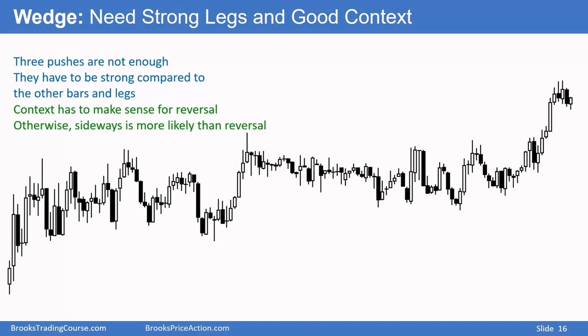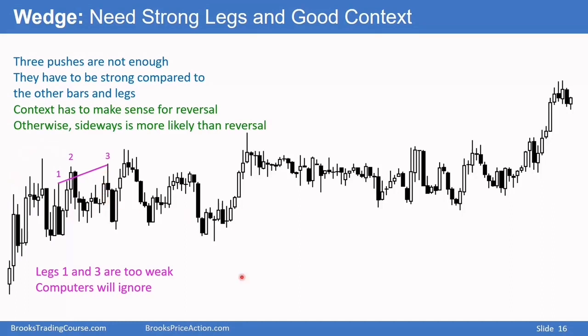Three pushes up or down, that's not enough. They have to be strong compared to the other bars and the other legs. Context, the bars to the left have to make sense for a reversal. Otherwise, the market is only going to go sideways. Here we have a wedge, 3 pushes up, 1, 2, 3, but there's nothing to reverse. The market is really not going up all that much. It's simply part of a trading range, and therefore the reversal down is probably going to lead to more trading range.